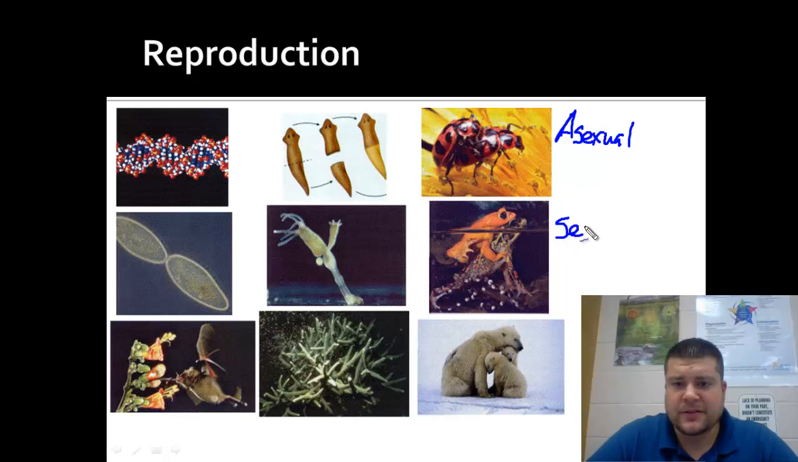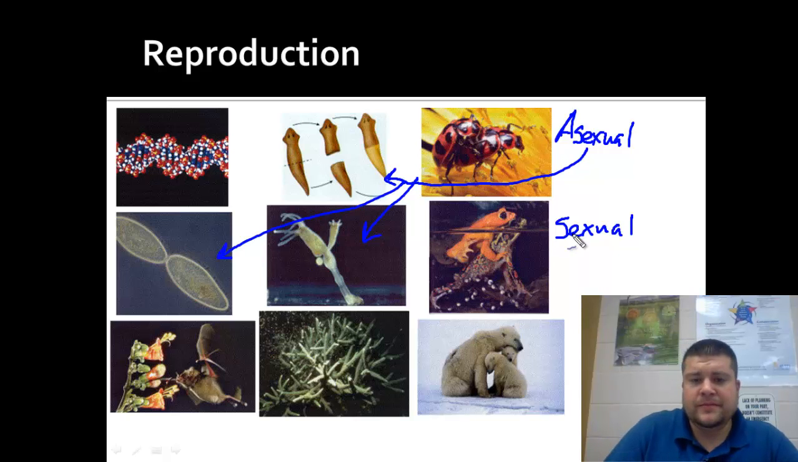In these pictures we have asexual and sexual reproduction. And the asexual reproduction is going to be in the form of here where we can have cutting. We can also have budding and binary fission, which is where one cell becomes two. Over here, we have sexual reproduction, where we need two organisms to make another.